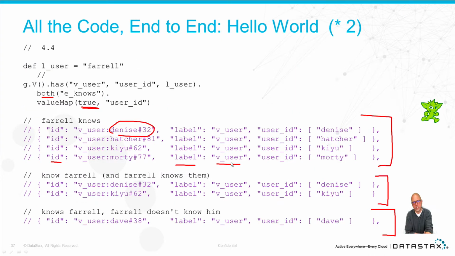I label my vertexes V something. You don't have to do that. And I label my edges E something. You don't have to do that. I find it handy. But you went from vertex user back into vertex user because it's a recursive join. And you had not only who does Farrell know, who knows Farrell, but also who knows Farrell but Farrell doesn't know them. So I got 7 rows of data here through the both.